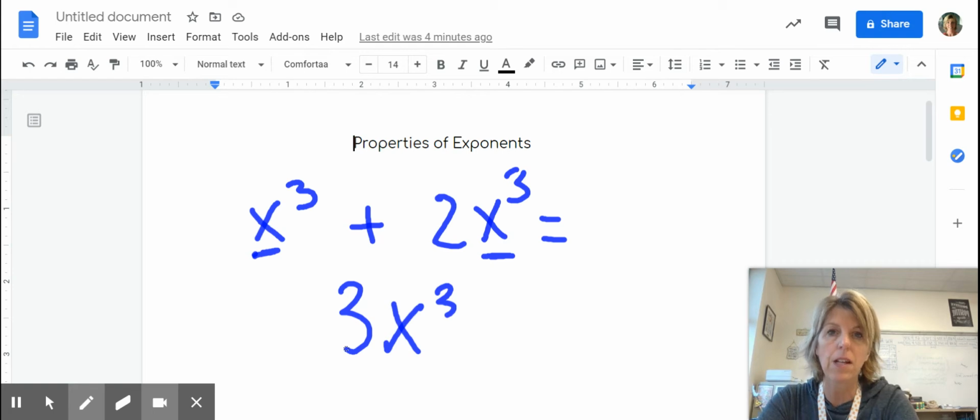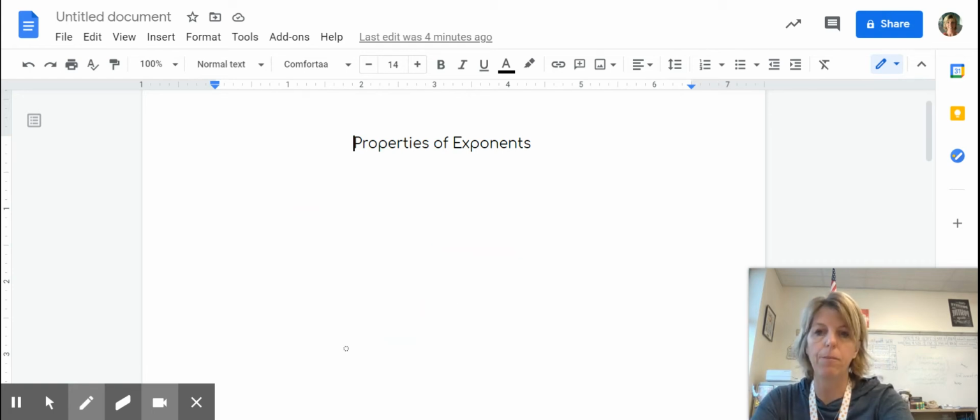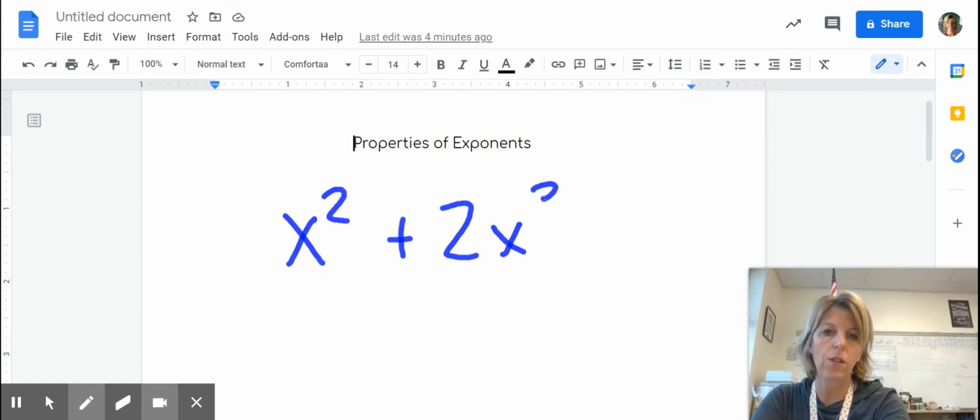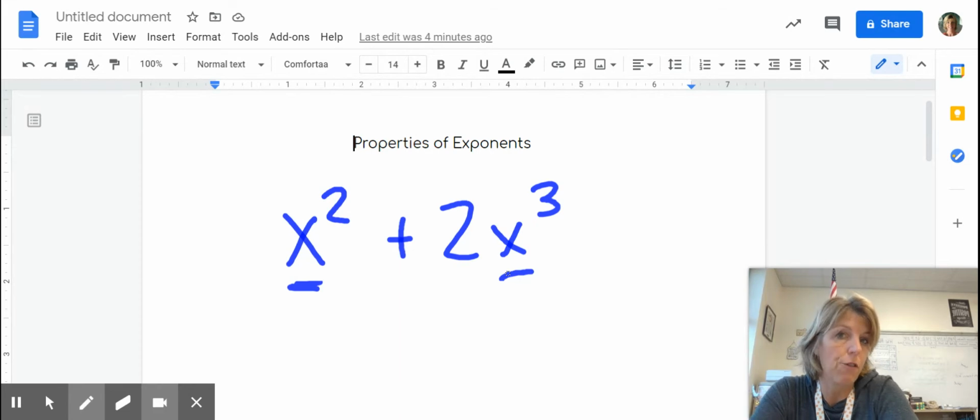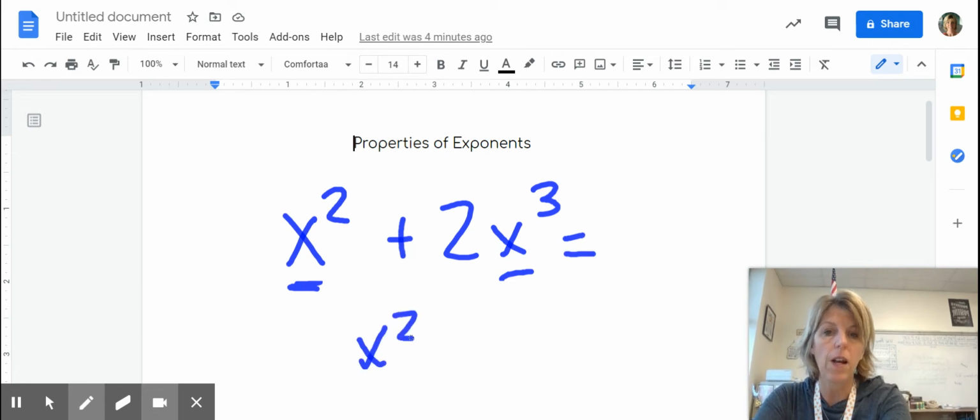As long as I have the same thing, as long as they're like things, I can put like things with like things. If I have something like x squared plus 2x to the 3rd, is x squared and x to the 3rd the same thing? They're not, right? They're different, so I can't add them together. It's like dogs and cats. I can't put them together and make a whole new animal, right? I have to keep them separate. So the answer to that one is x squared plus 2x to the 3rd. It's not going to change. I can't combine them at all.